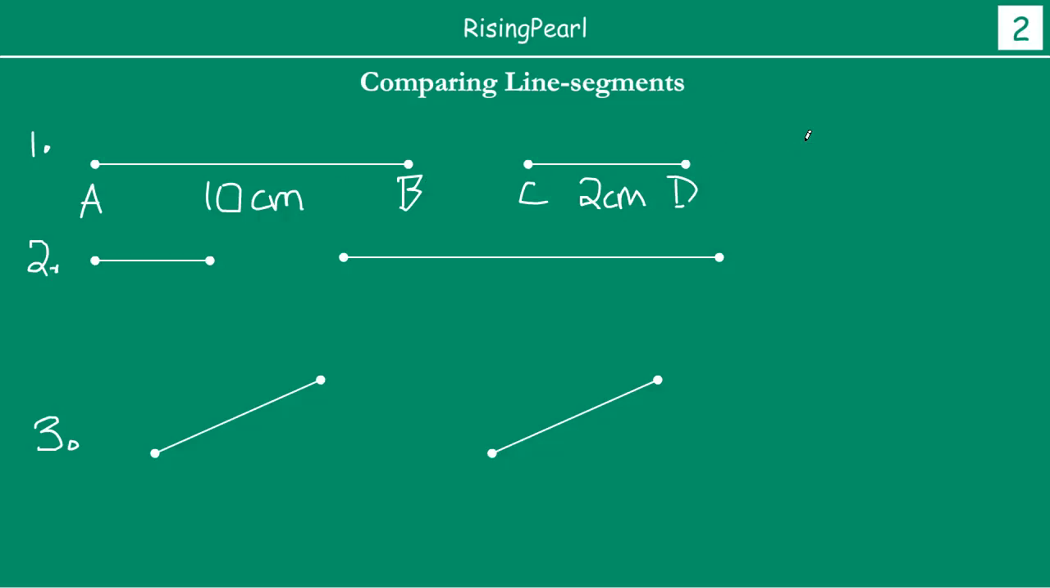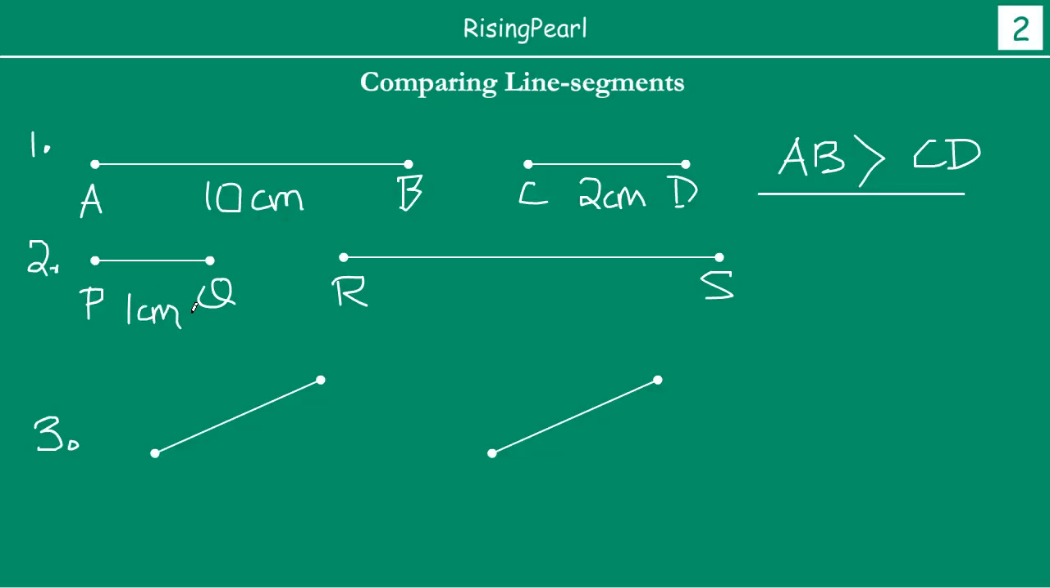So what can we say then? We can say that AB clearly is greater than CD. By that, what we really mean is that the length or the measure of line segment AB is more than the measure of line segment CD. So in this case, let's say this is line segment PQ, and this is RS. PQ is here 1 centimeter, and RS is, let's just say, 15 centimeter. So here we will say the line segment PQ is actually less than the line segment RS, right?